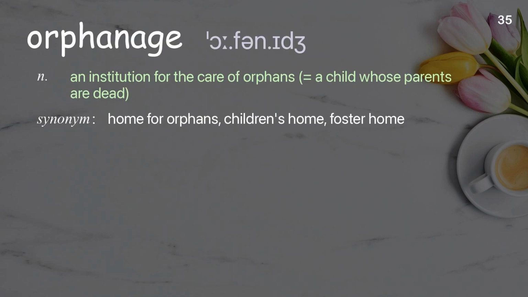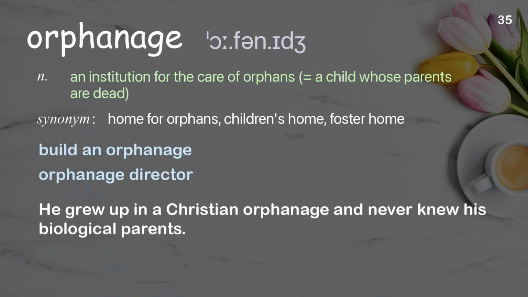Orphanage. An institution for the care of orphans, a child whose parents are dead. Examples. Build an orphanage. Orphanage director. He grew up in a Christian orphanage and never knew his biological parents.